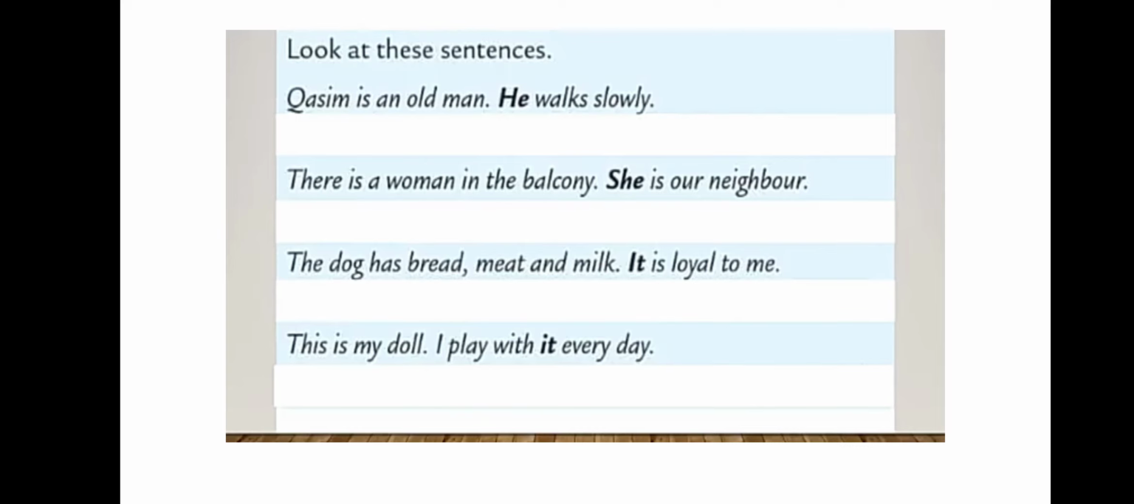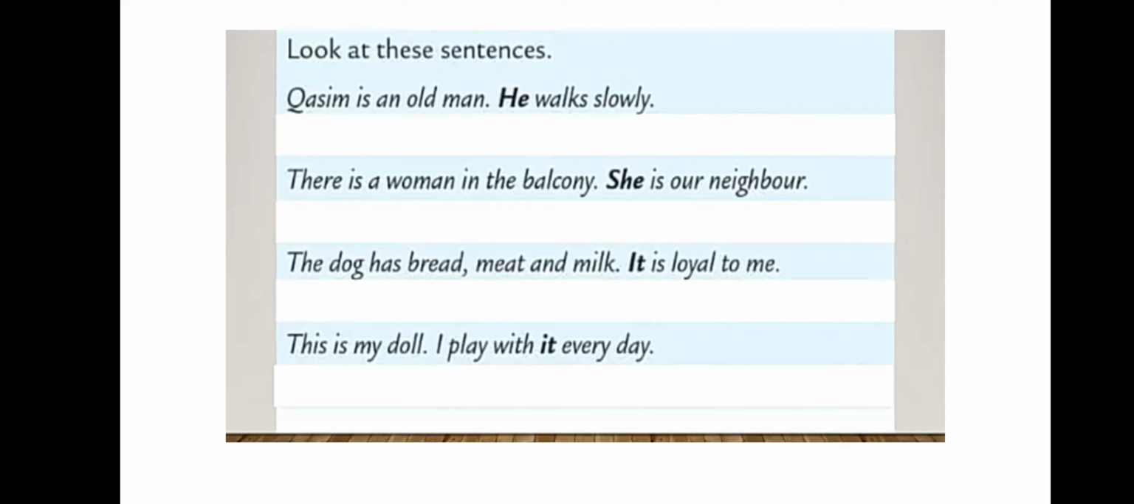There is a woman in the balcony. She is our neighbor. If we say there is a woman in the balcony, the woman is our neighbor, the woman is gentle and kind, then there will be repetition. So to avoid this repetition, we use a word pronoun that is she. Here woman is a feminine gender. She is used for woman.